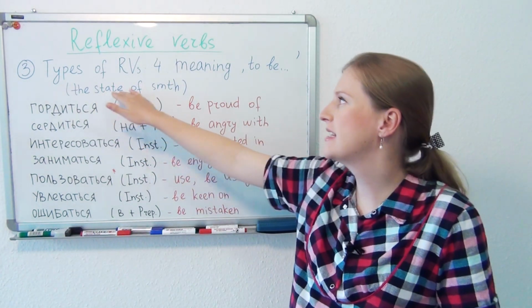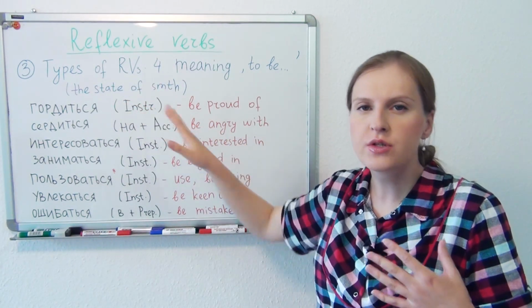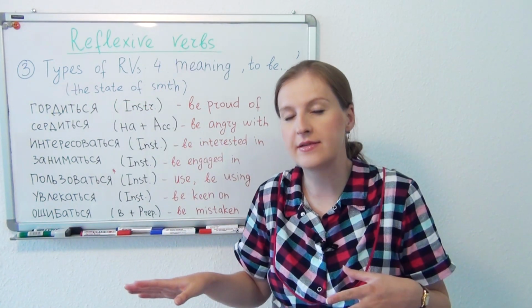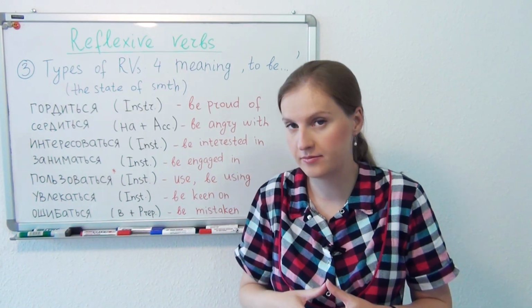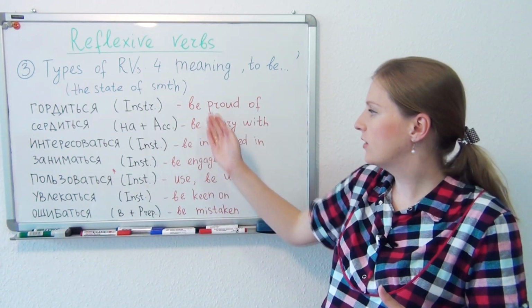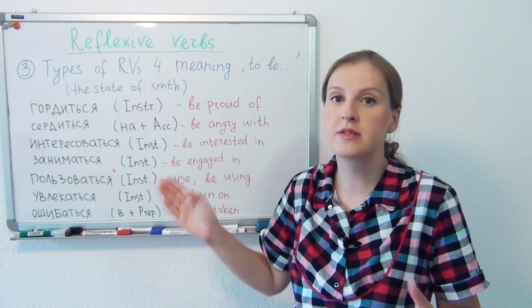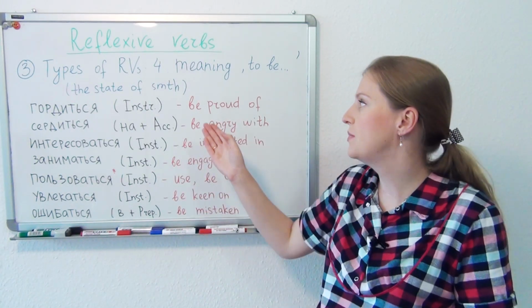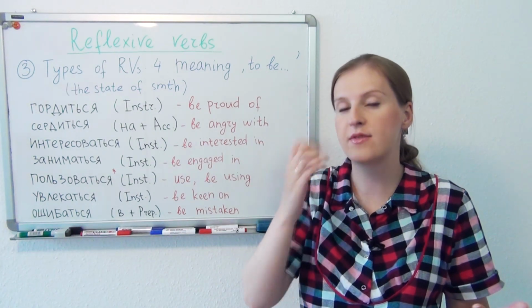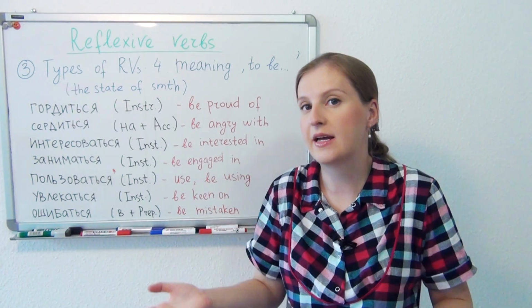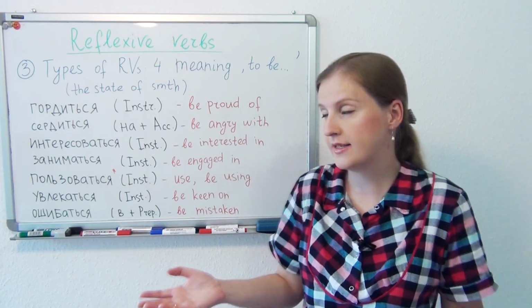The next type of reflexive verbs is the verbs which have the meaning of to be. So here we talk about the state of something. Most of these verbs are intransitive and they demand using instrumental case after them. If you take a look at the translation of this verb, you'll see that everywhere we have to be proud of, to be angry with, and so on. So usually we have the verb to be and then an adjective or something of the kind.